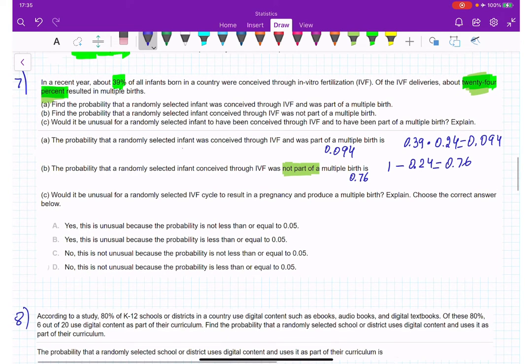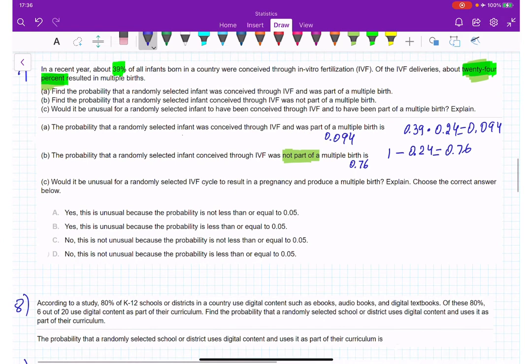Moving to C. What is unusual for all this? Would it be unusual for a randomly selected IVF cycle to result in pregnancy and produce a multiple birth? No, it's not going to be unusual because the probability is not less than or equal to 0.05. Okay?